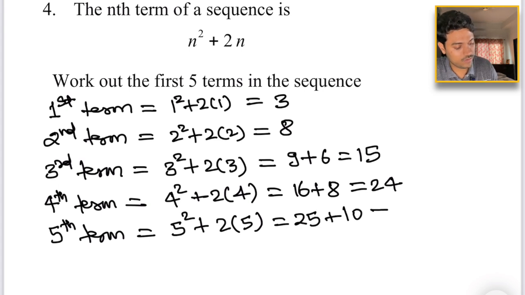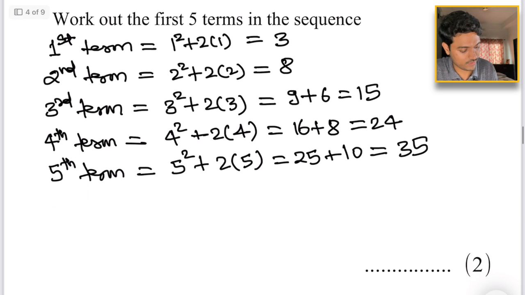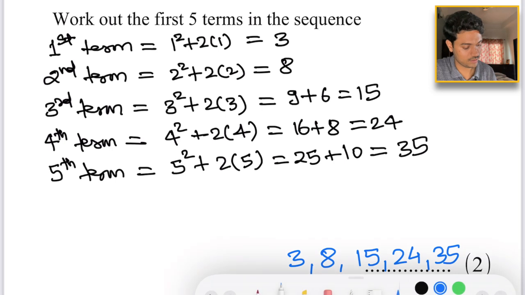So that's 35. So these are the first 5 terms of the given sequence: 3, 8, 15, 24, and 35. And this is the answer.